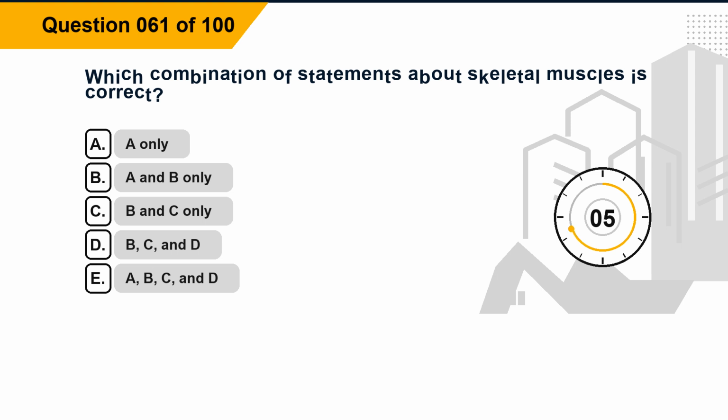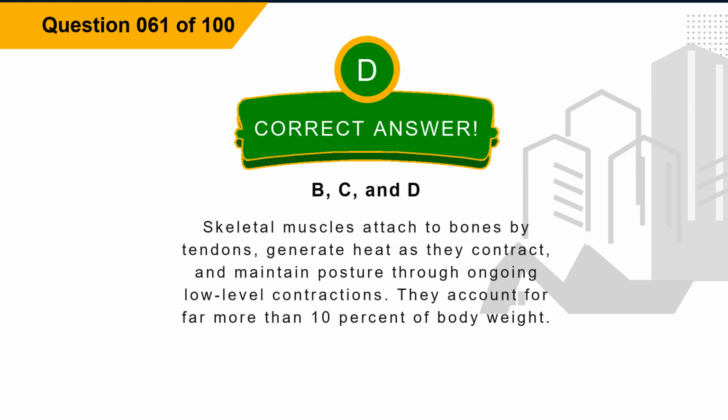Option D, B, C, and D. Option E, A, B, C, and D. The correct answer is option D, B, C, and D. Explanation. Skeletal muscles attached to bones by tendons generate heat as they contract and maintain posture through ongoing low-level contractions. They account for far more than 10% of body weight.